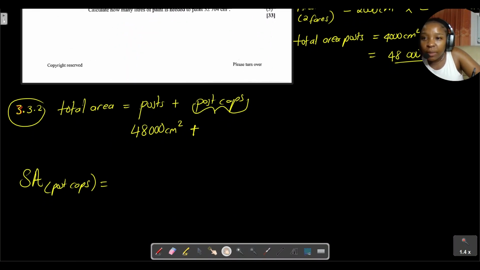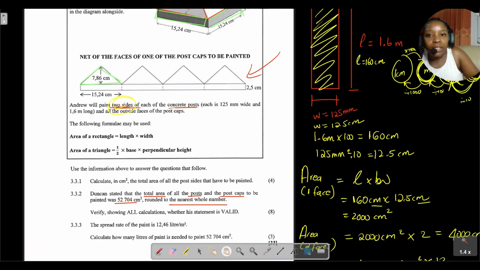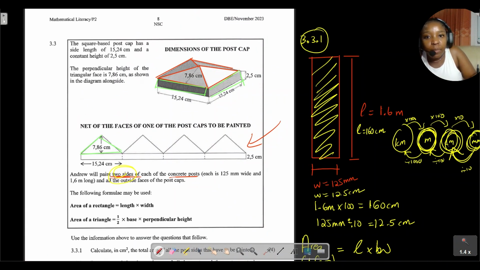Okay, so we're going to say 4 times the area of a triangle, because it's 4 triangles we counted, plus 4 times the area of the rectangle, because we did see that there are 4 rectangles there as well that have to be painted. It's 1, 2, 3 at the back, 4. Also 1, 2, 3, 4. Hence the 4 times 4 times.